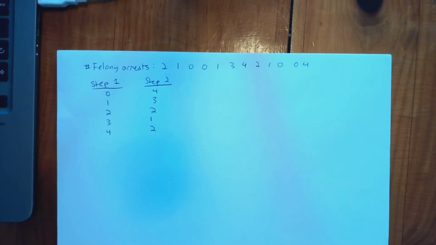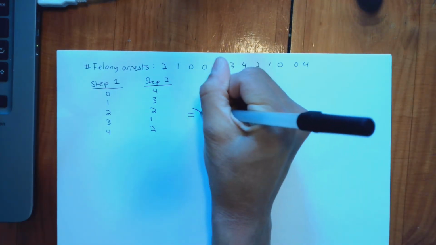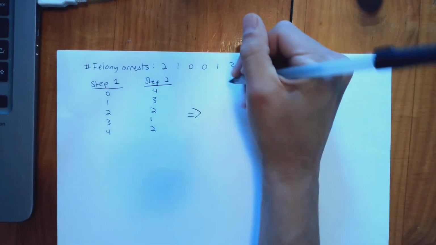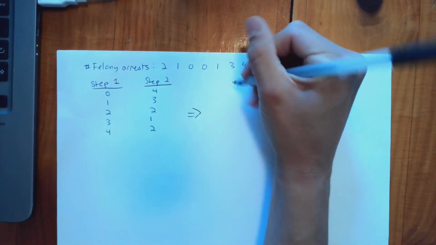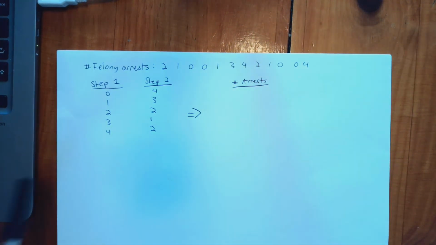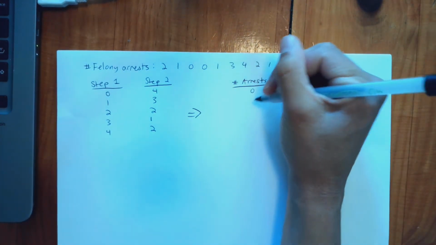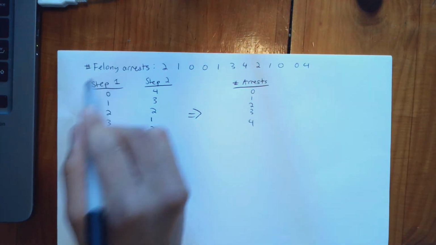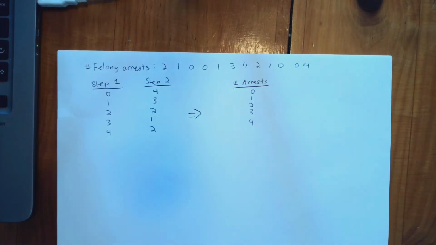So here we've done the bulk of the work. What we're going to do next is just relabel it into something that will tell us a little bit more specifically what we're looking at. So these are our steps, and I'm going to change the labels that we have on top. So instead of saying step 1 and step 2, I'm going to say our first column is the number of arrests, because that's what we're listing out. And the number of arrests that we can have are 0, 1, 2, 3, and 4. Again, this just corresponds to our first step here.